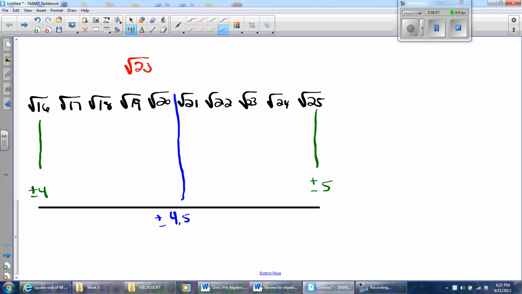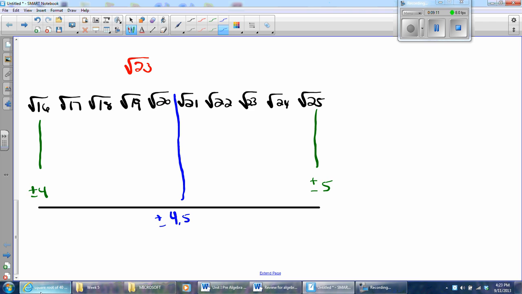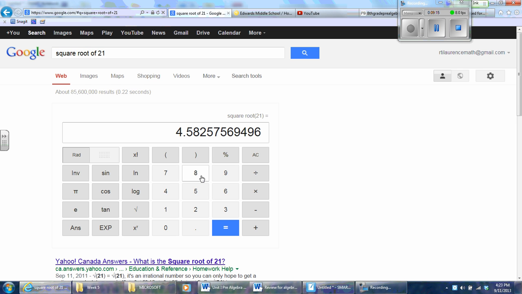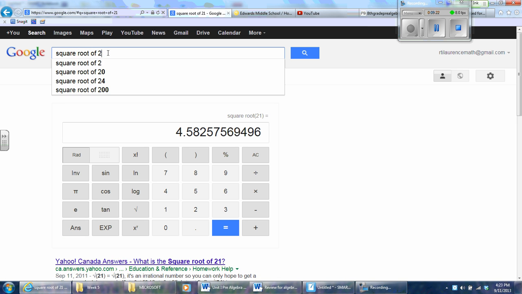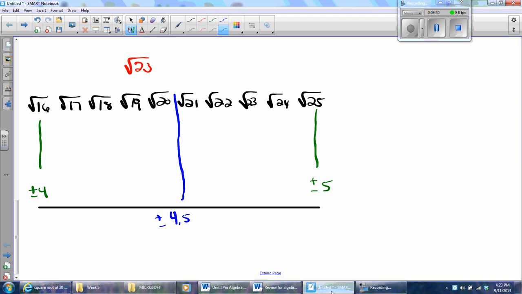I'll bet you if you do the square root of 21, you get a number just slightly larger than 4.5. And I'll bet if you do the square root of 20, you'll get a number slightly smaller than 4.5. Let's test that. 21 is going to be just a little bit over 4.5. Look at that, 4.58 if I round. If I do 20, I'm going to get another just below 4.5. And look at that, 4.47. Too easy. You guys can do this.